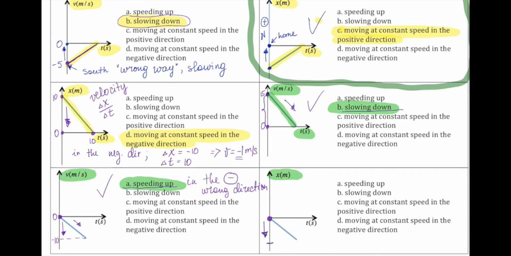So you are moving at a constant speed because it's a constant slope, no curves. So you are moving at a constant speed because there is no slope. You are not speeding up, you are not slowing down, you are moving at a constant speed, but not in the positive direction because you are going south. Your answer is you're moving at a constant speed in the negative direction.